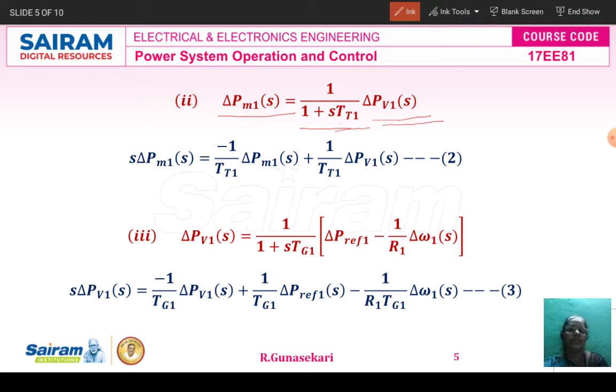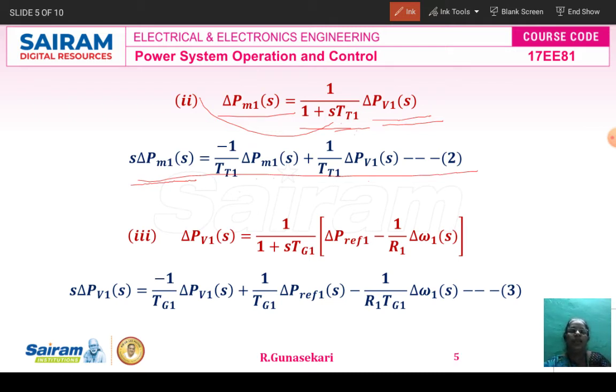Okay, again the same procedure you have to follow. Finally you have to simplify the equation. S into del pm1 of s equal to minus 1 divided by tt1 del p1 Pm1 of s plus 1 divided by T1 del P1 of s. This is equation number 2. Similarly, this term goes this side. Again, you can move from left hand to right hand side. Finally, we are getting this equation, as in the explanation of the previous equation. Same procedure only you have to follow for 2, 3, 4, 5, 6, 7, 8 up to 9 equations.